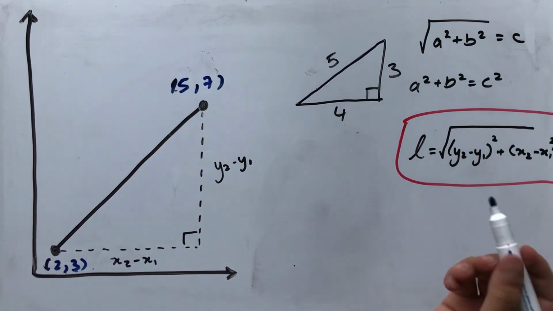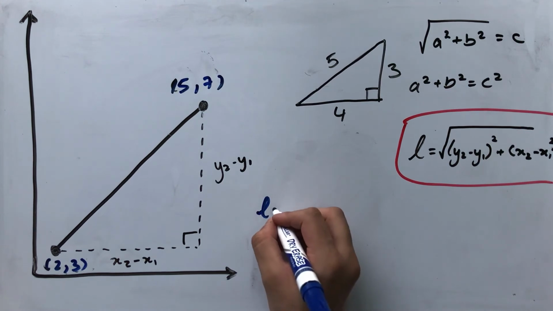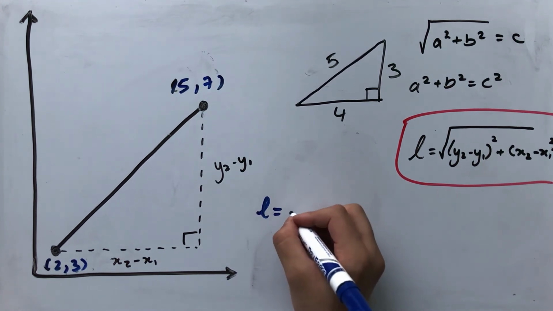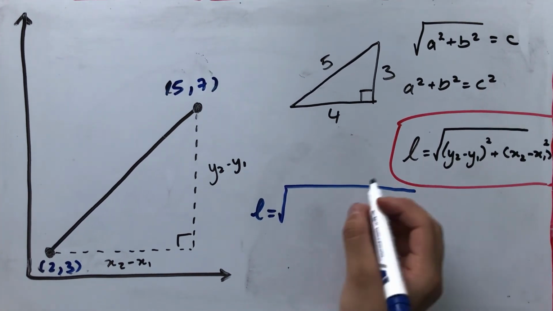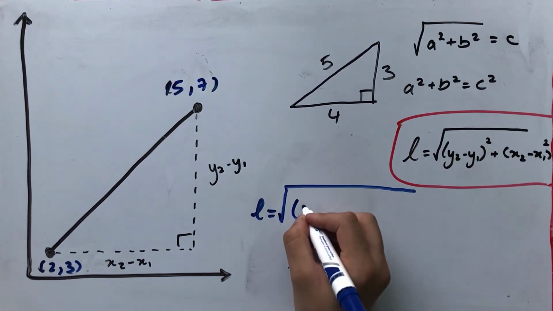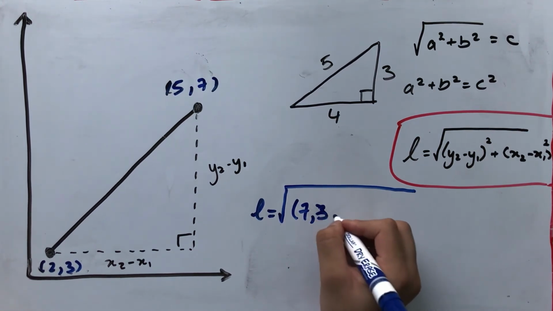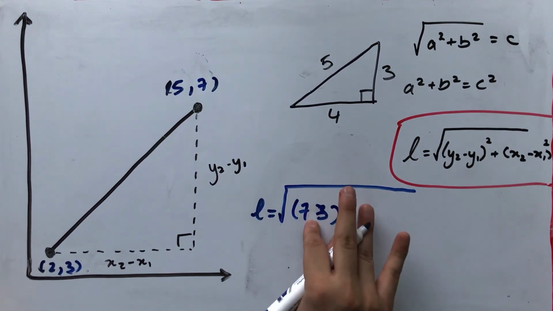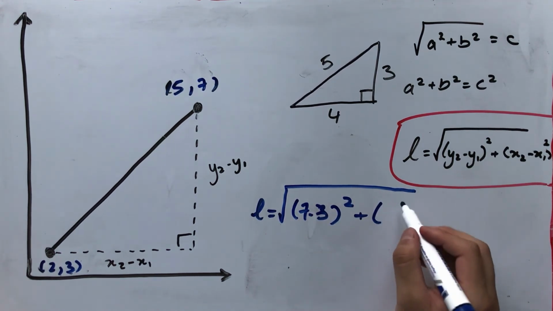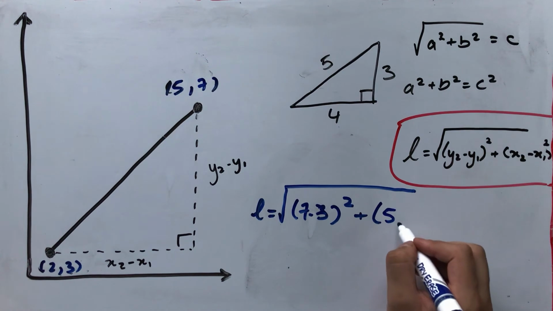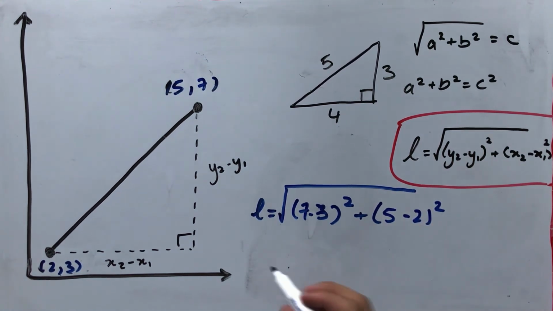Okay? Now it's simple. All we have to do is substitute into this formula. So we have L, the length of the line, would be equal to the square root of (y2 minus y1) squared. So y2 is 7, y1 is 3. Okay, and remember to square this. Plus 5, which is x2, minus 2, and square the entire thing, the entire brackets.